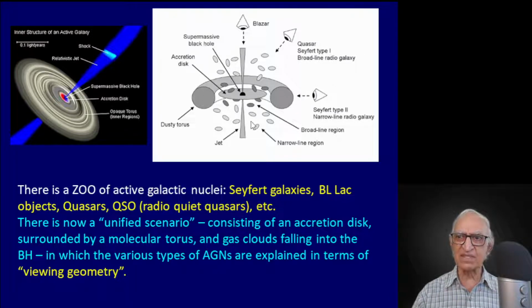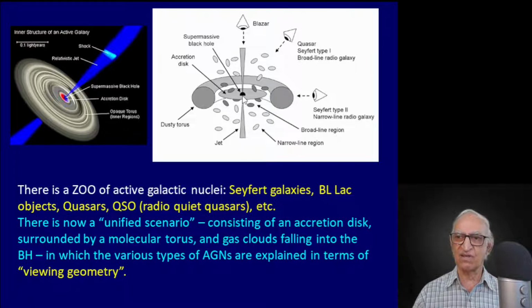Surrounding this accretion disk, there is a torus. This torus consists of dust and molecules, presumably these giant molecular clouds in orbit around the central black hole. This has been deduced from observations. And then there are also various clouds, atomic clouds and molecular clouds.